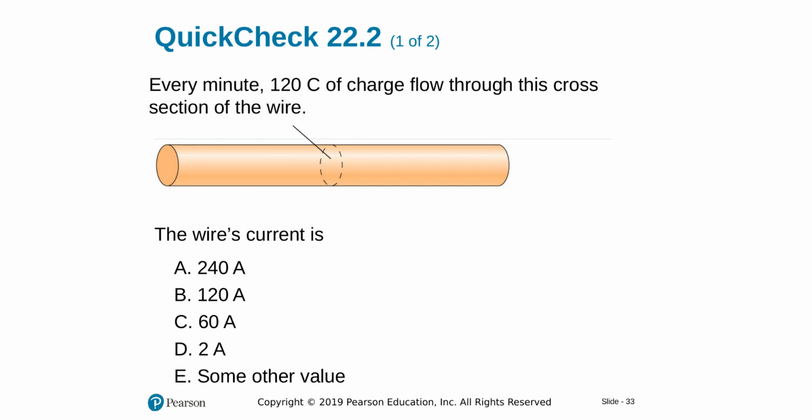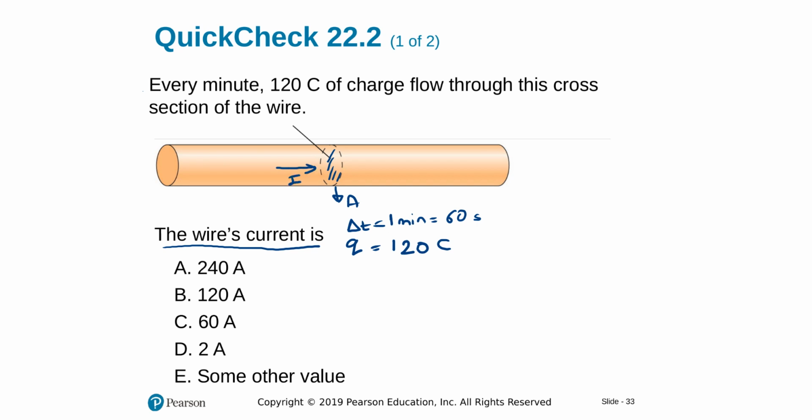This question here says every minute 120 coulomb of charge flow through this cross-section area of wire. So this is my cross-section area A. Every minute, so delta T is 1 minute, or 60 seconds. SI unit is seconds. Remember, we always go to SI units. And the amount of charge passing through is 120 coulomb. What is the current in the wire? Let's assume it's going in this direction.